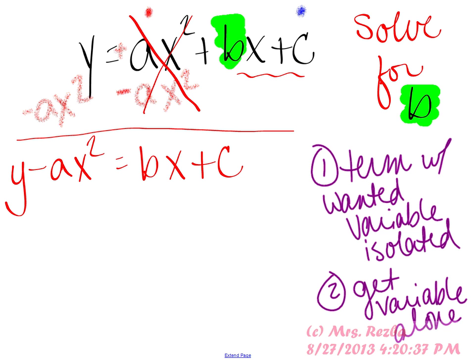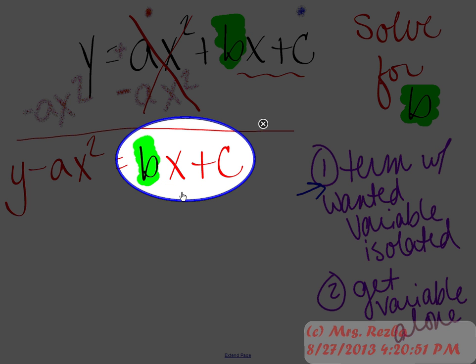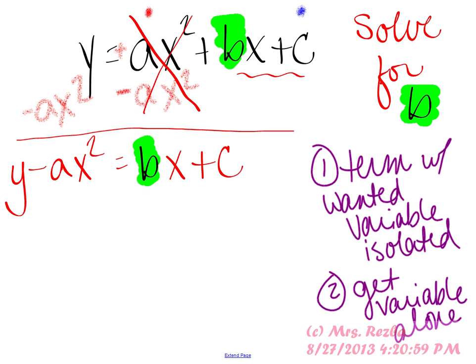Now, once again, I'm solving for b, so I want to make sure it's highlighted. That way I keep track of who I'm trying to solve for. Okay, we still are on step one right here. The term with the wanted variable needs to be isolated. So if I look on the right-hand side, my variable's b, it's with the x. That is not isolated because there's a plus c on the side. We already said earlier that plus c we need to fix. We've got to move that c to the other side.